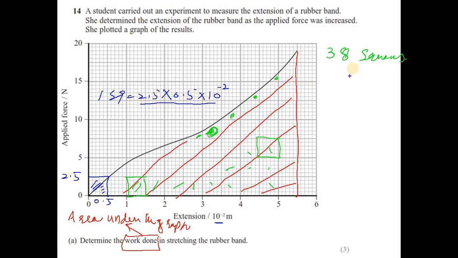You multiply the number by these 38, so you have work done equal to 2.5 times 0.5 into 10 to the power minus 2 times 38. So the final answer you will have is 0.475 joule. This is the work done.